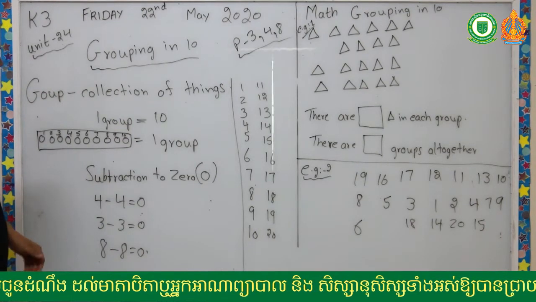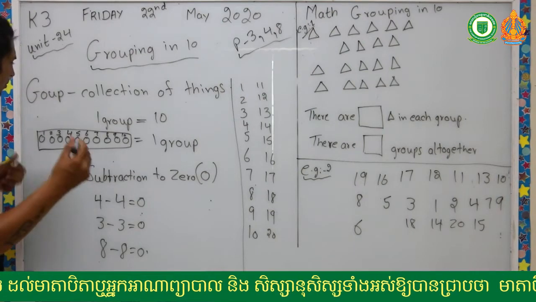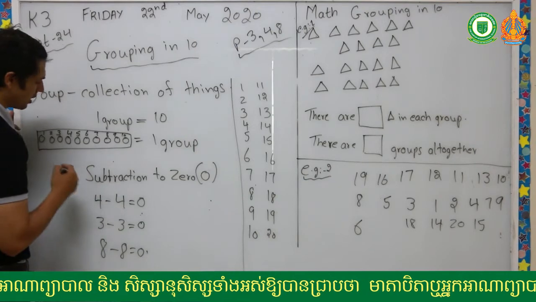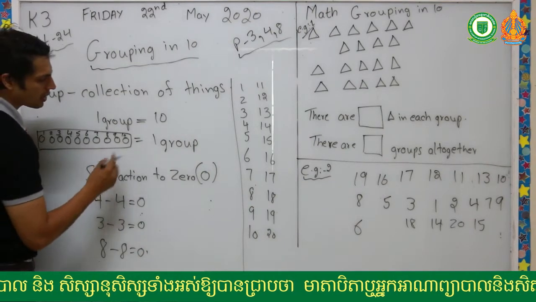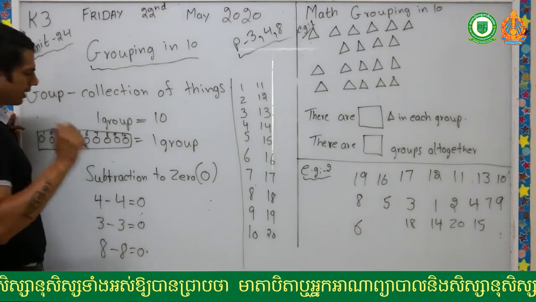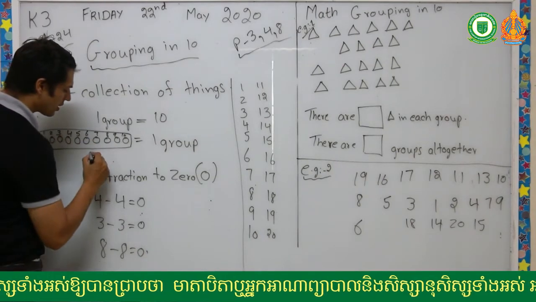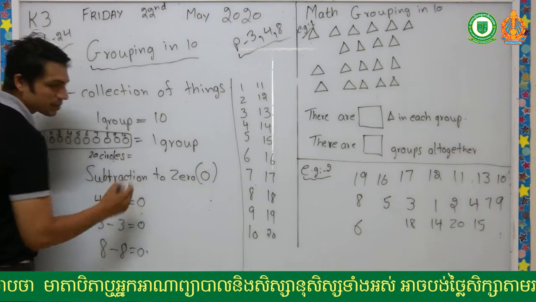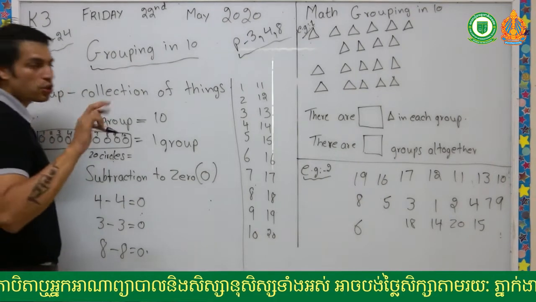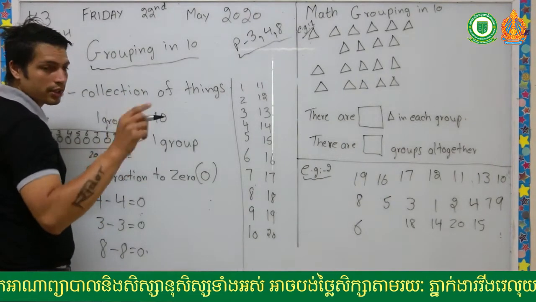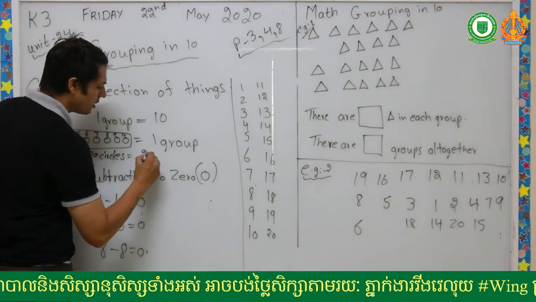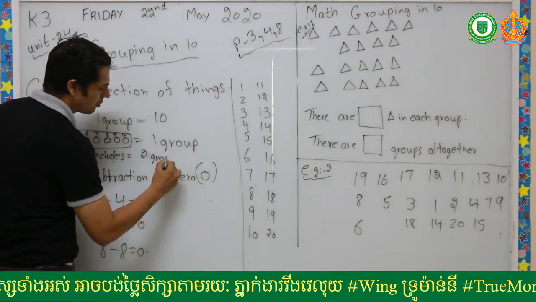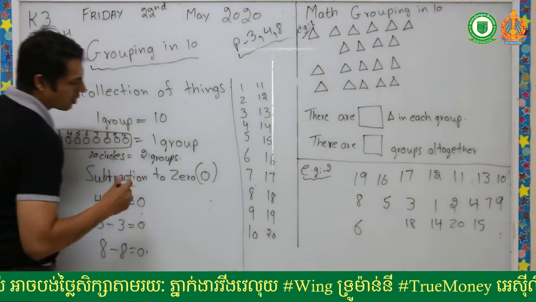Next, suppose we have 20 circles. One group is 10 circles. So we have 20 circles, I just write it down like this, 20 circles. How many groups? 2, because one group is 10 circles. So 20 circles make 2 groups.